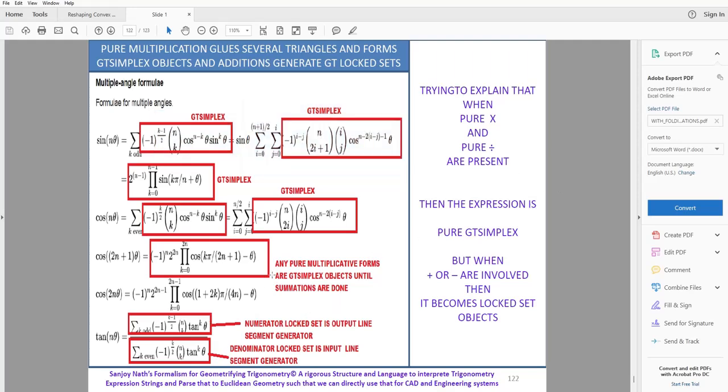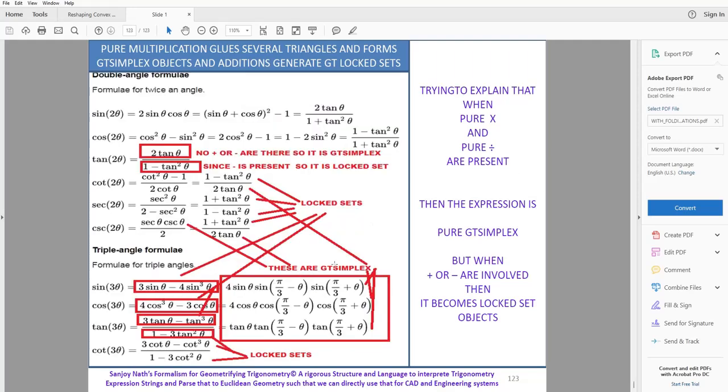Here the GT simplexes are there because pure multiplications are there, but here the divisions and plus-minus are also involved. They are the locked set objects because the locked sets are generated due to the plus-minus operations.